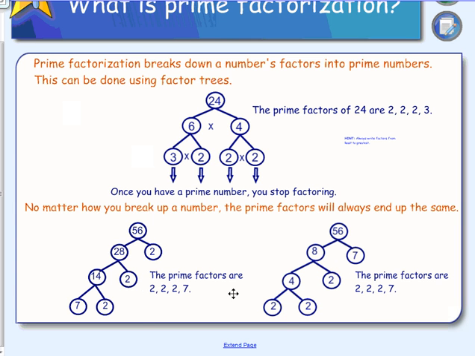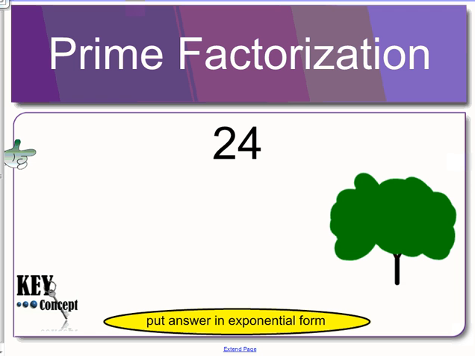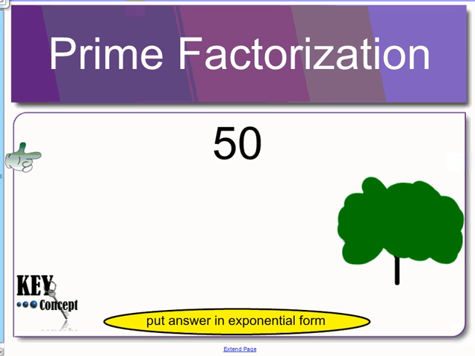As you can see, you get the same answer. All right, so let's do one real quick. We'll do 50. So we'll break 50 down into, let's say, 5 and 10, since that seems to be the most obvious. 5 is a prime number, so I'm just going to stop there.